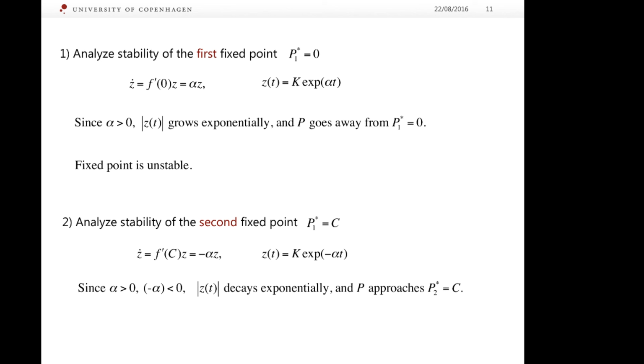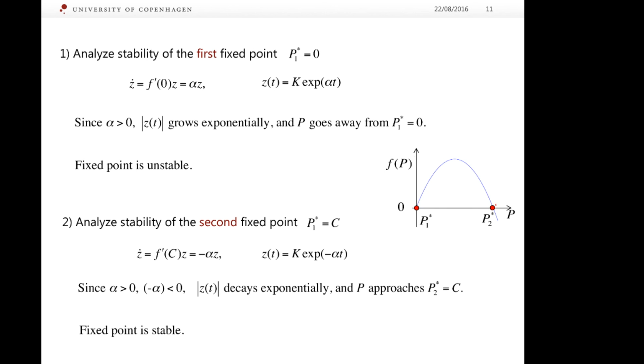However, because alpha is positive, minus alpha appears to be negative, and it means that whether z is positive or negative, the modulus of it will be exponentially decaying, converging to 0. And this means that the state P of the dynamical system comes closer and closer to the fixed point as time goes by. This means that the given fixed point is stable.